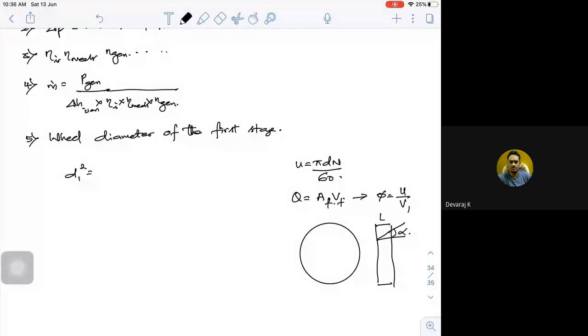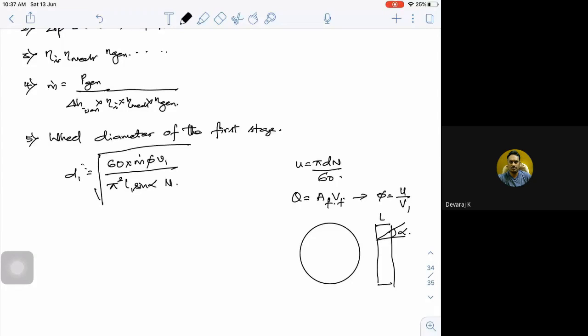So now my formula for your d1 square will be 60 into your mass flow rate into phi into your specific volume, divided by pi square into L sine alpha, or L1, the inlet. If I take the square root of it directly, I'll be getting d1. That's it.